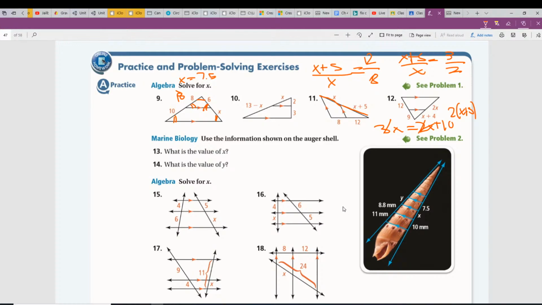Now we know that, we can solve for x. So the sides would be proportional. So we would have 11 divided by 10 is equal to 8.8 divided by x. 11x is equal to 88. We can see clearly that x is equal to 8.